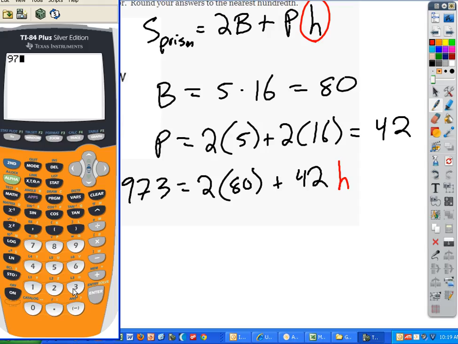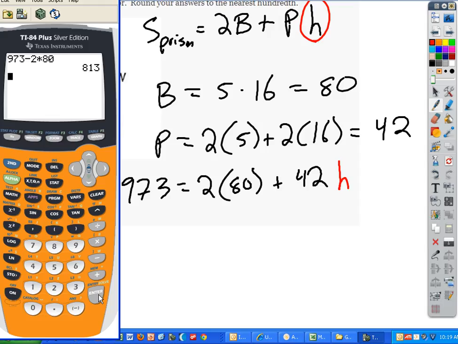Okay, so minus 2 times 80, which is just 160, right? Okay, gives us that. Okay, good. So let's keep track of what we've gotten rid of here then. So this stuff is gone. Now what?